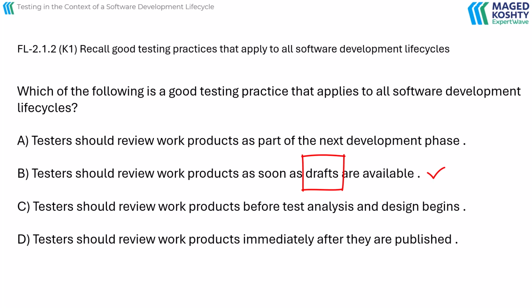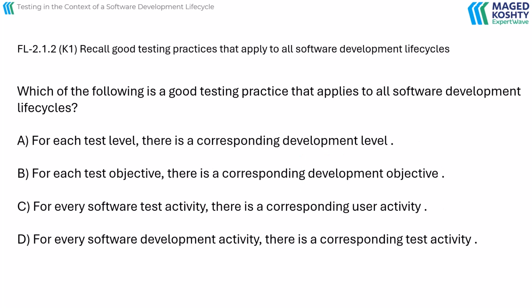Third question. Which of the following is a good testing practice that applies to all software development life cycles? A. For each test level, there is a corresponding development level. Wrong, it's the opposite. For each test objective, there is a corresponding development objective.